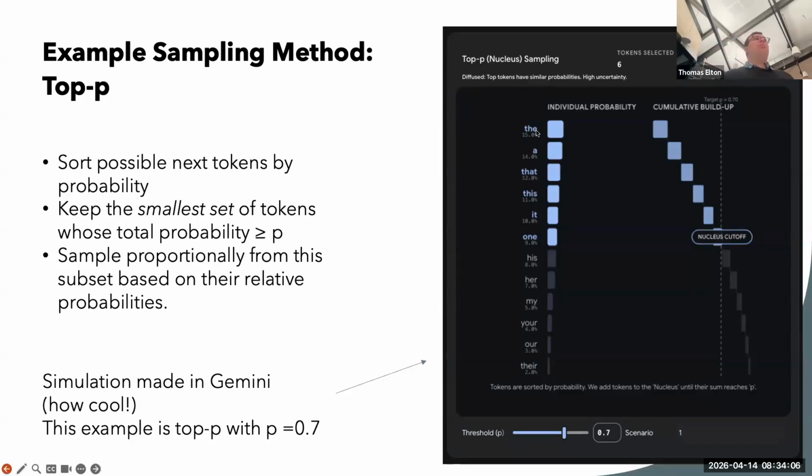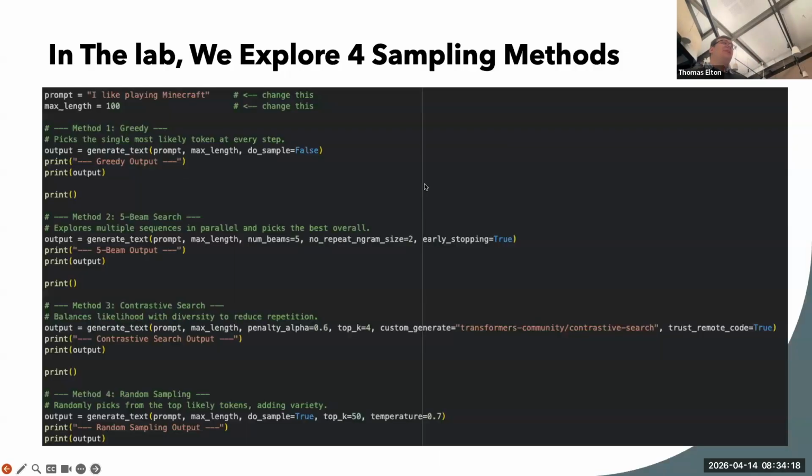The word "the" will be chosen the most because it is the highest probability, but there is still randomness involved. So we're not necessarily getting the highest probability word each time. So this is one such sampling method. It actually turns out that there's heaps of sampling methods. And in the lab, you're going to be playing around with a few different ones. So we have greedy, 5-beam, contrastive, and random sampling.